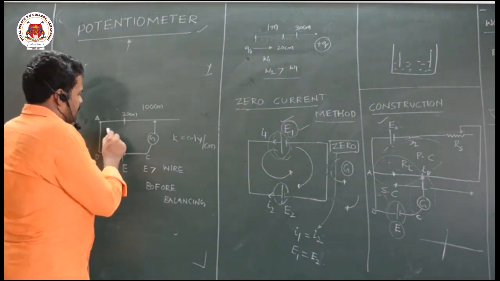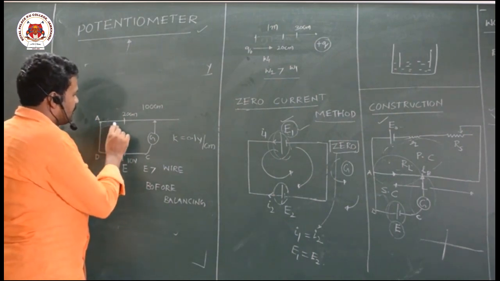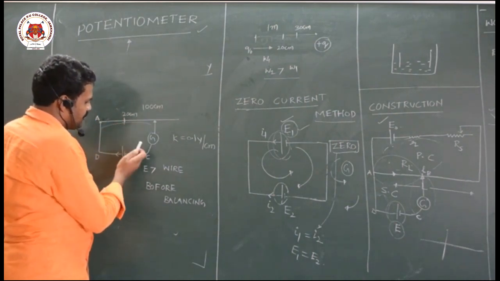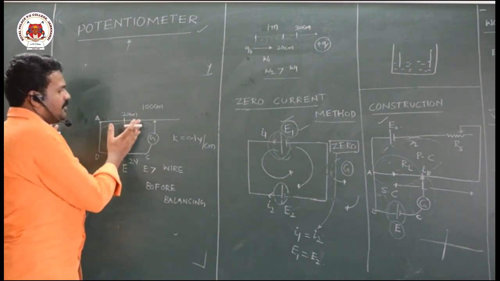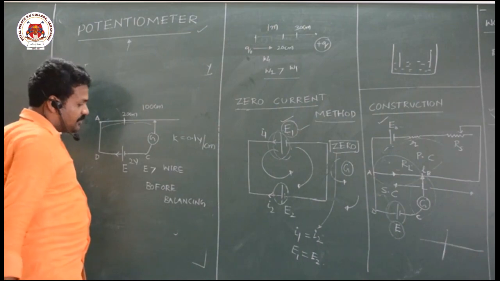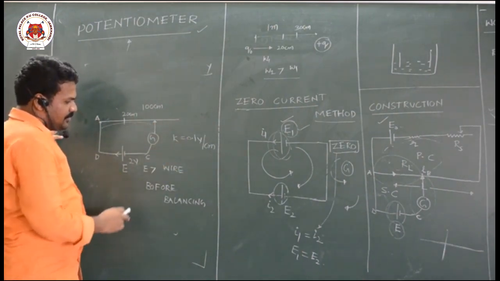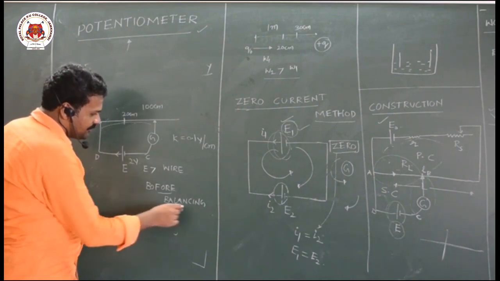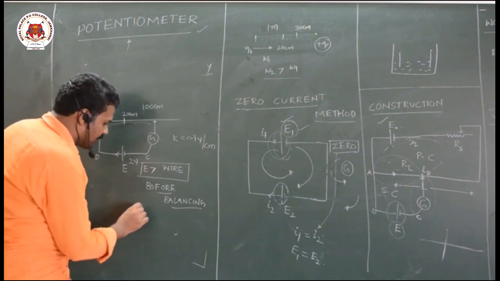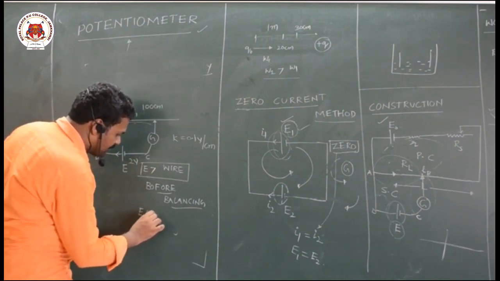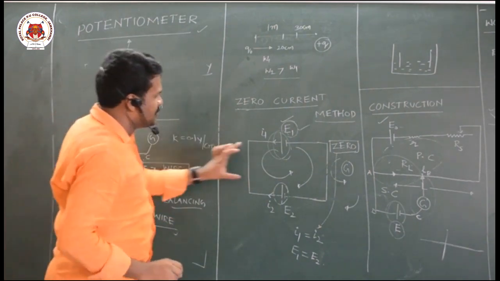Now, suppose this is having 10 volts, let us assume. You started from here. Once it reaches 10 volts, or you take some 2 volts, once it reaches 2 volts, then what happens? The galvanometer shows 0 deflection. Afterwards, you are increasing the resistance of the wire. This is the condition before the balancing point. After the balancing point, E will be less than the wire. Based on this condition, you can decide the direction of current.